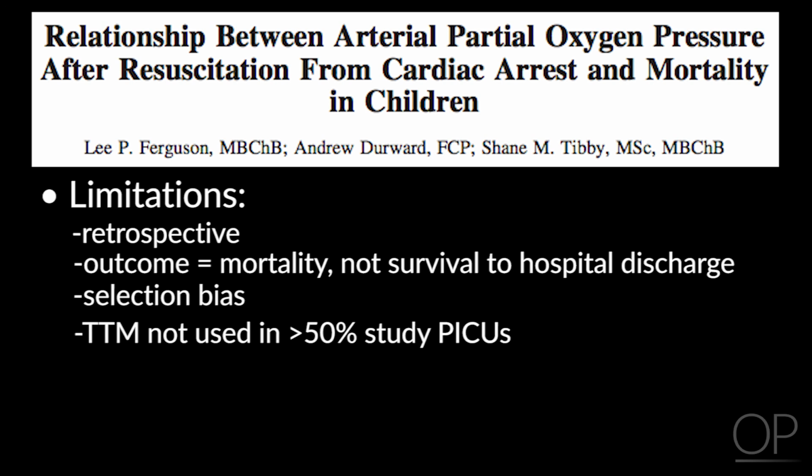Temperature-targeted management was not used at the time of study in more than 50% of UK pediatric intensive care units. So how does this relate to a world where now temperature-targeted management is much more aggressively being used in many parts of the world? And a final point is that about three-quarters of the patients that were included within the study were transported in from other centers. And as a result, the blood gases that were analyzed, although they were very quick after ICU admission, were potentially significantly longer since the event itself.